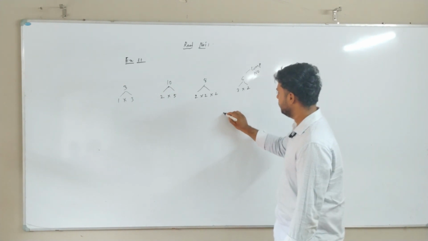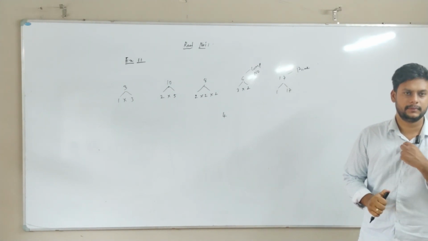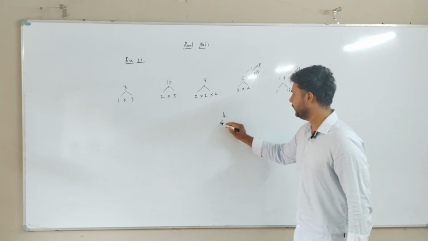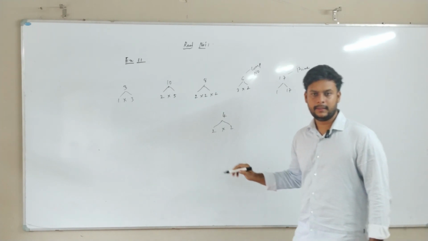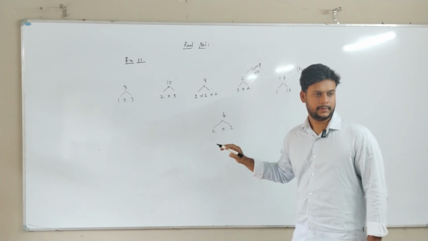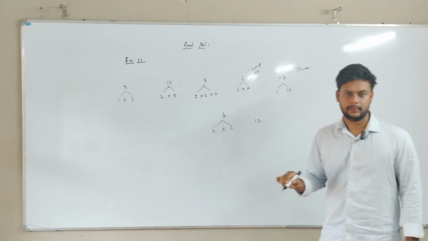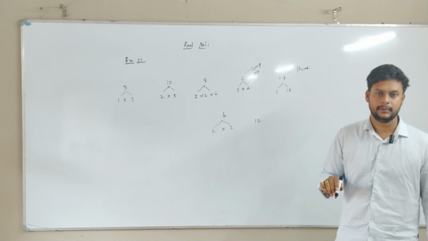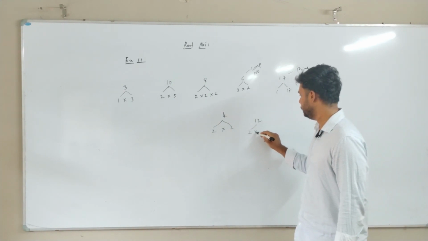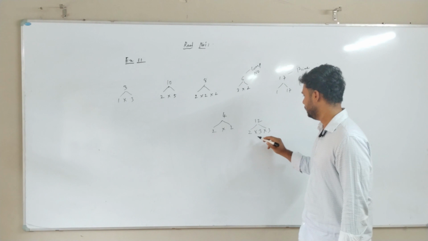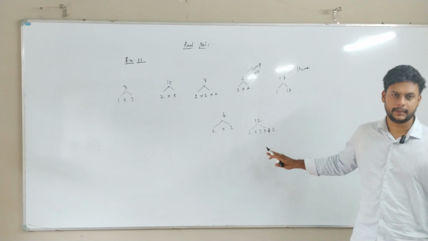Now you should tell me, is 4 a composite number or no? What are the factors? 2 into 2. Two factors are there, and it is divisible by this also. So this is a composite number. Okay, is 12 a composite number? 2 into 2 into 3. This is also a composite number.